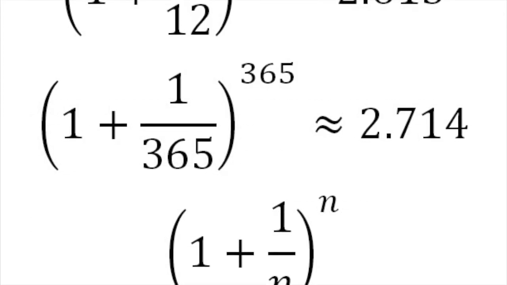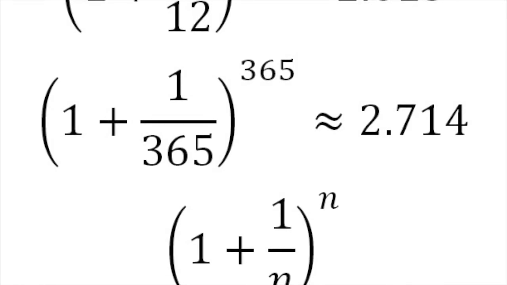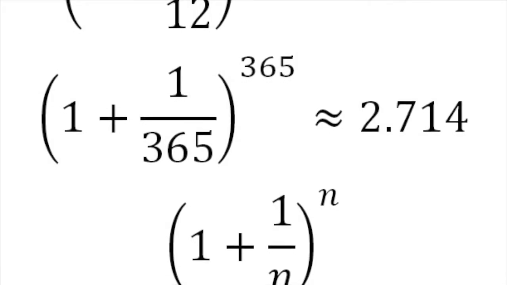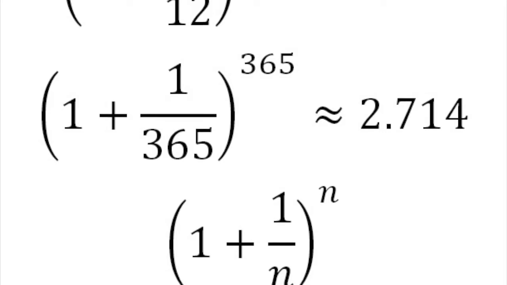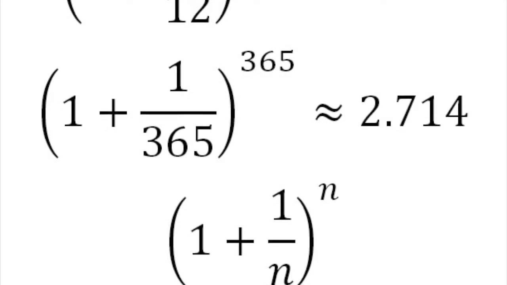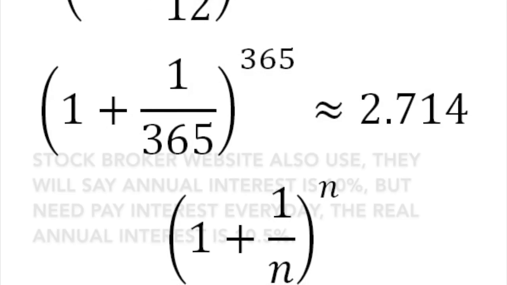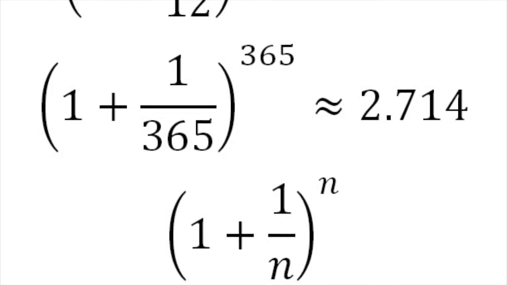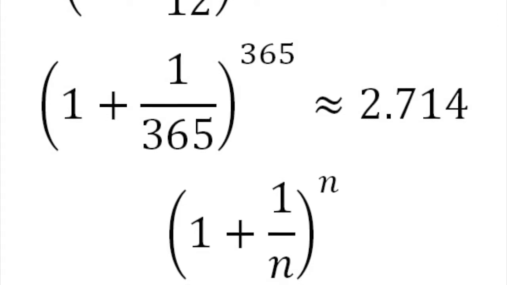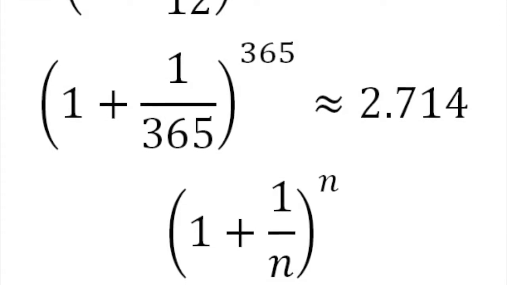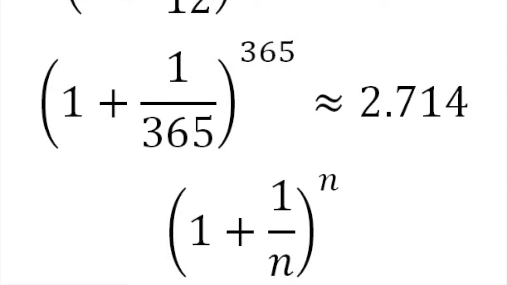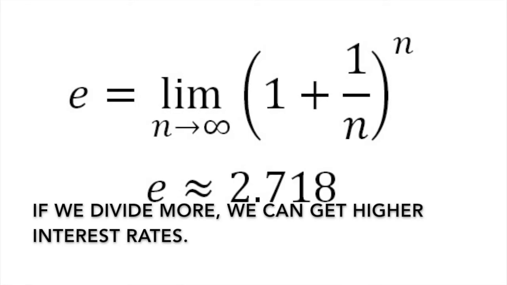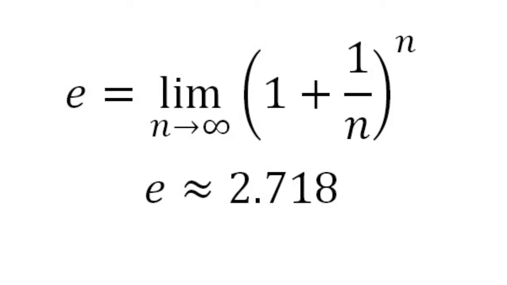Actually, usual loans often use this. They will say annual interest is 100%, but you need to pay interest every month. One year later, they get 2.613 times the loan money. Stockbroker websites also use this. They will say annual interest is 10%, but you need to pay interest every day. The real annual interest is 10.5%. If we divide more, we can get higher interest rates.